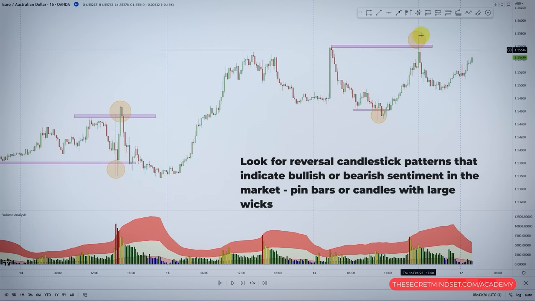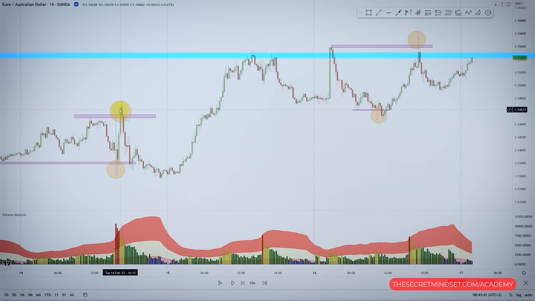Fake breakouts often form specific candlestick patterns that indicate bullish or bearish sentiment in the market. For example, a pin bar or a candle with a large wick is a clear sign of rejection after a failed breakout.